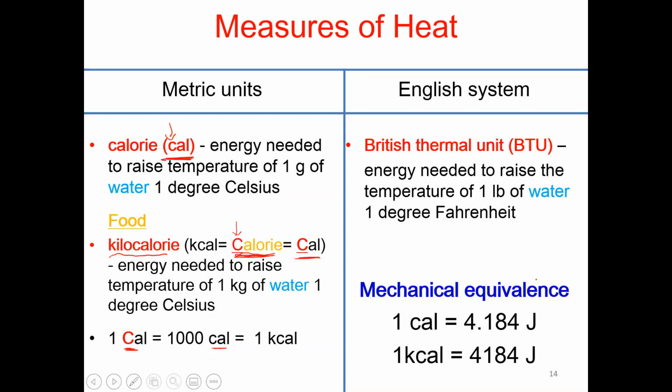Also, James Joule found the mechanical equivalence between calories and joules, and we will use this conversion factor if we need to convert calories into joules. Then 1 calorie equals 4.184 joules, but 1 kilocalorie equals 4,184 joules.